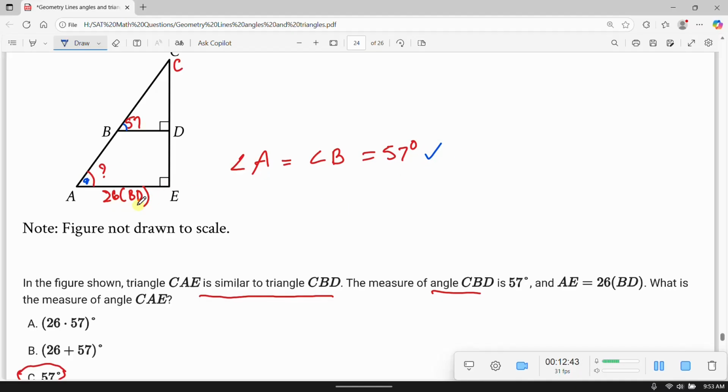The 26, the length AE is 26 times BD, it's just a distractor. It's to distract you from the question, so you might think that they give it for a reason. No, they give it for you to get it wrong. So make sure that you stick with what you know and ignore the extra information.